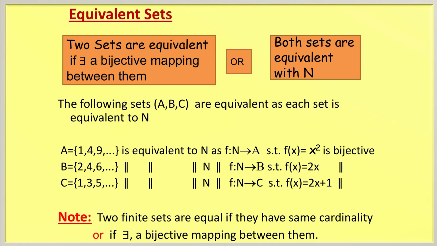Now, you see the definition of equivalent sets. Two sets are equivalent if there exists a bijective mapping between them, or if we can show both sets are equivalent with the set of natural numbers, then also both sets are equivalent. Below there is an example: set A, squares of natural numbers; set B, set of even natural numbers; set C, set of odd natural numbers. All are equivalent because they are equivalent with the natural numbers. So, let us use the blackboard for this.